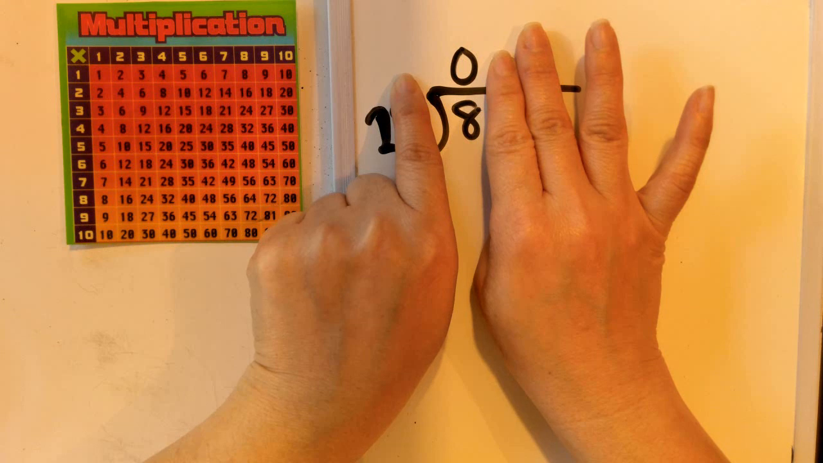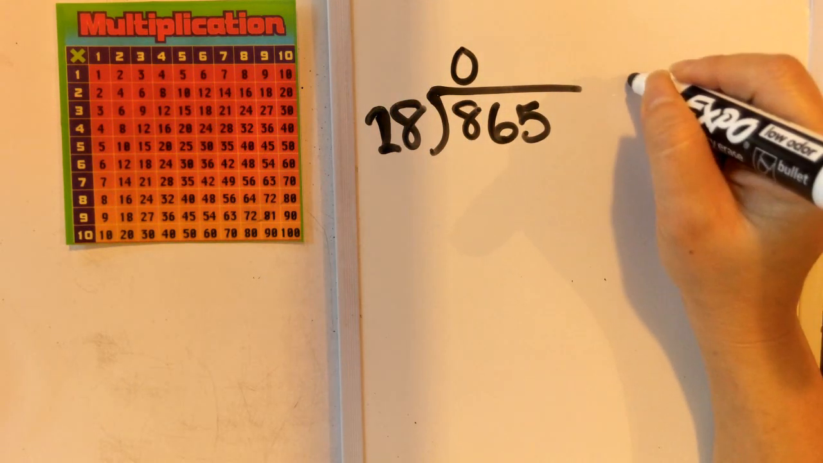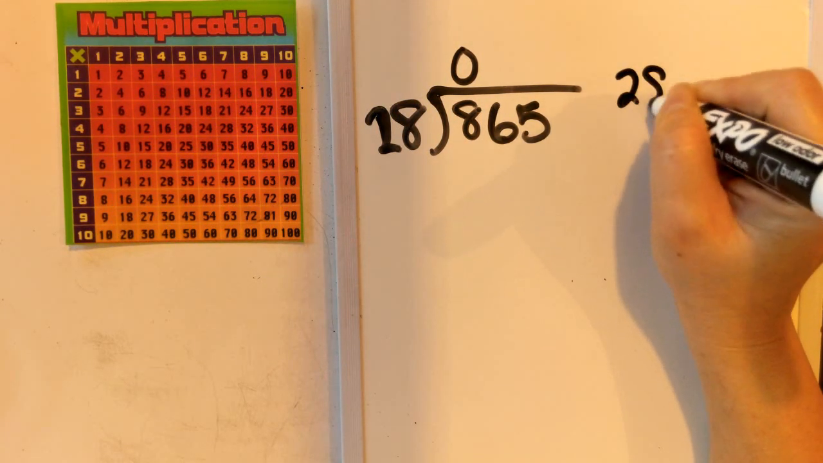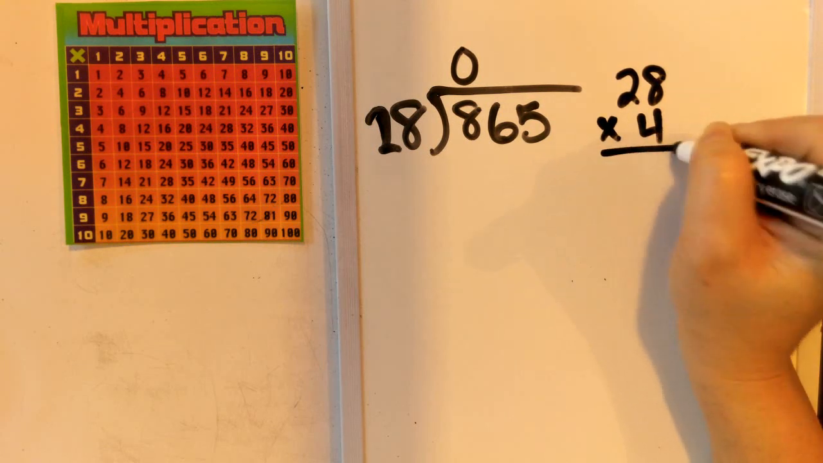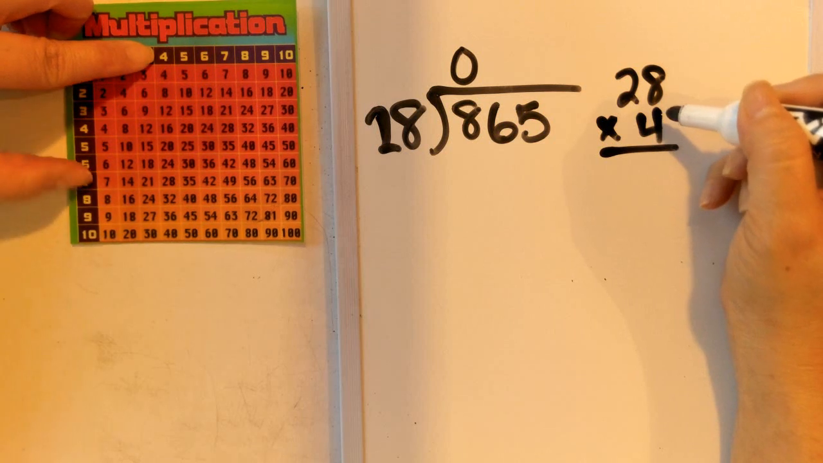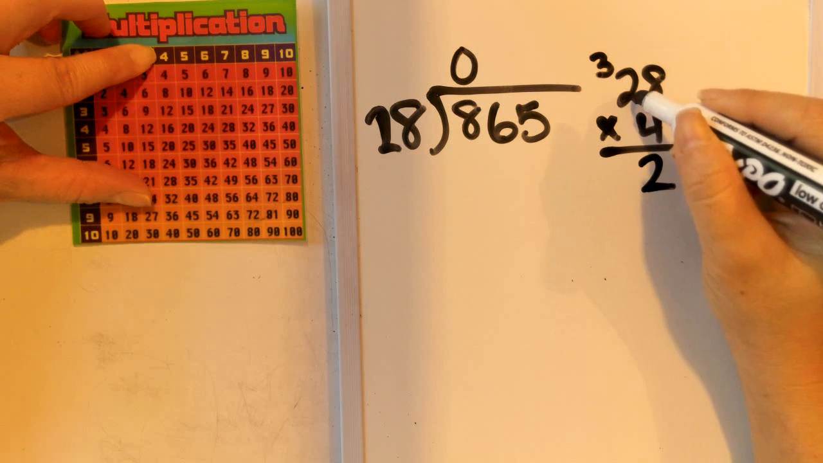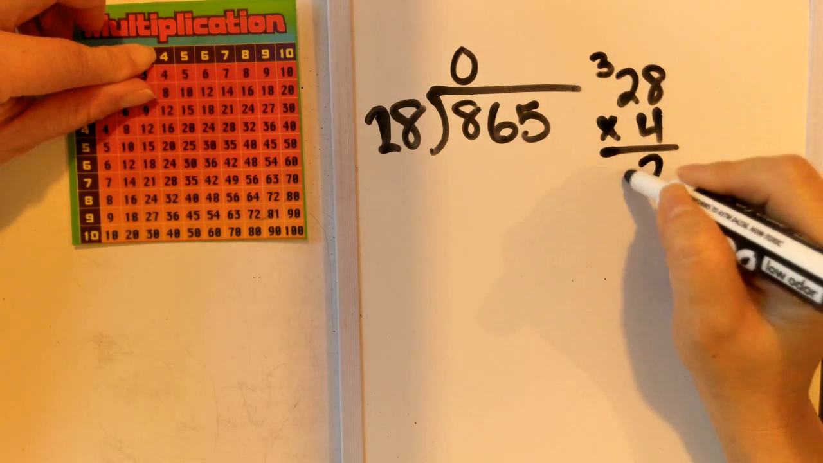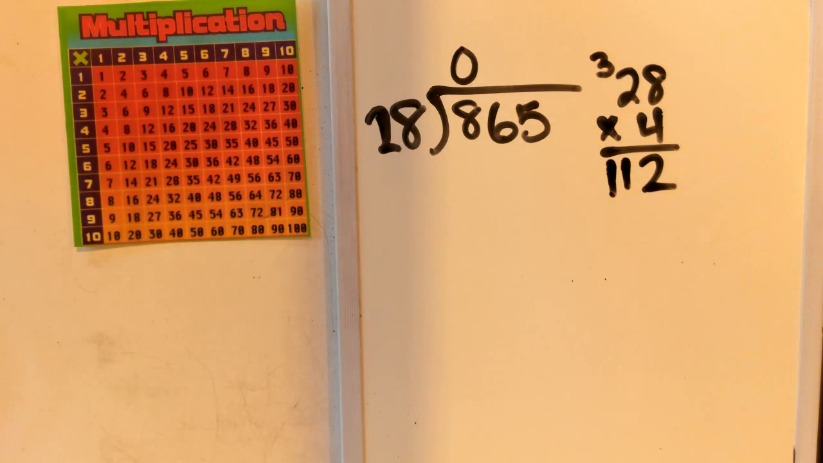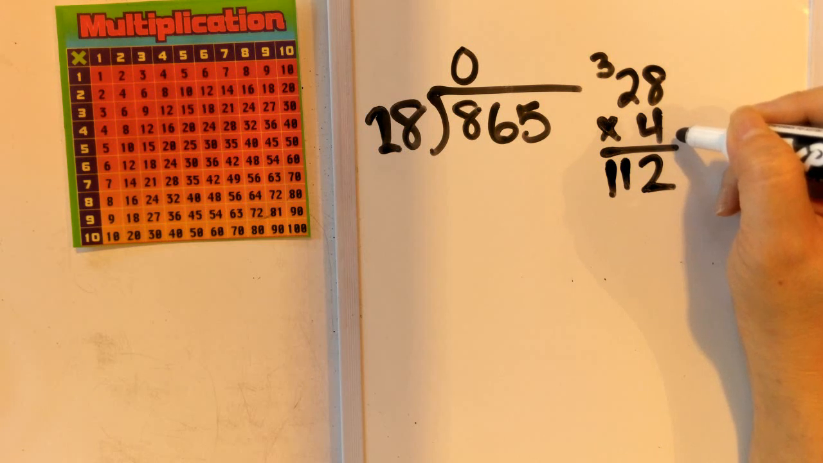Now in my head I'm thinking, what can I multiply 2 by to get as close to 8 as possible? And in my head I'm thinking 4 groups. But when I'm testing it out, I'm going to test 28 times 4, and my finger goes on the 4th column. So 4 times 8 gives me 32. 4 times 2 gives me 8 plus the 3 is 11. Ooh, that's way too much. This tells me I can't have 4 groups. I need to lessen the number of my groups.